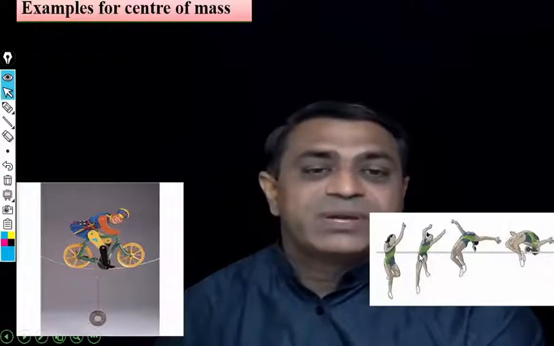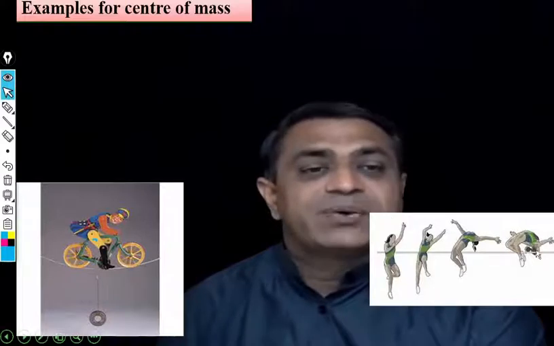Now consider various examples. You can see here this person can ride a bicycle on a rope. So he has to balance. The downward force is balanced by the upward force. You can see the whole mass is concentrated at a single point. Here also, the whole mass is concentrated at our navel. You can see this portion. So the whole mass is concentrated about the navel.